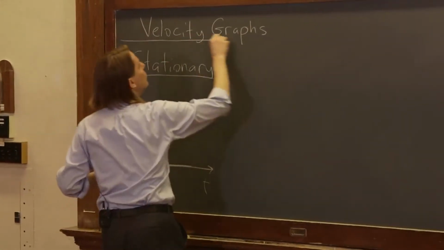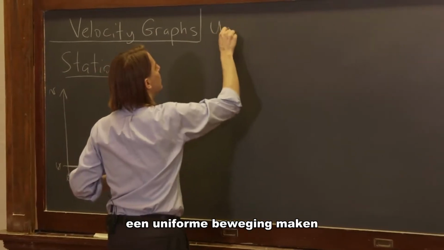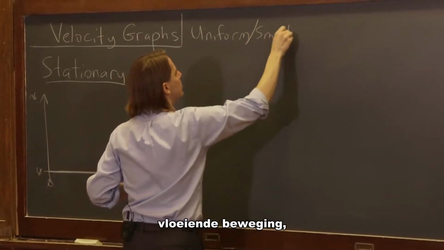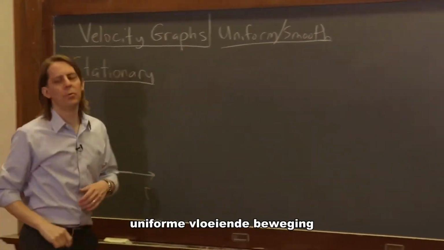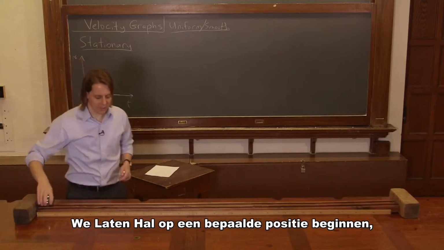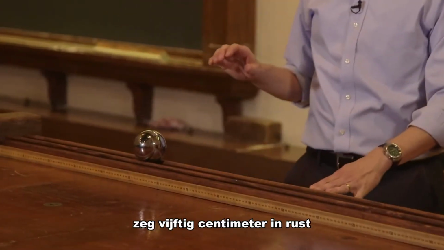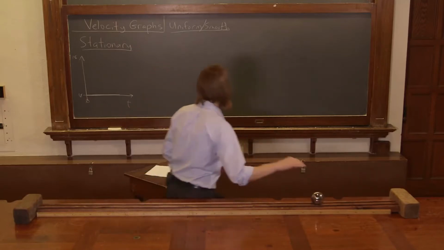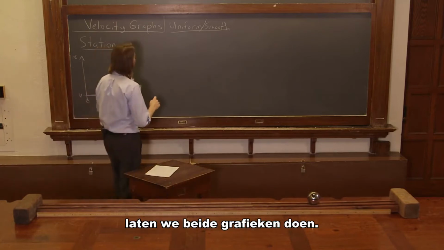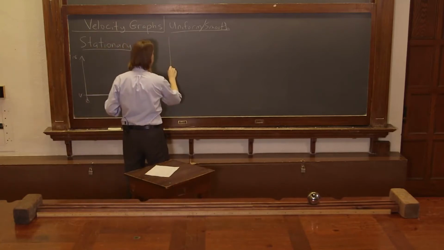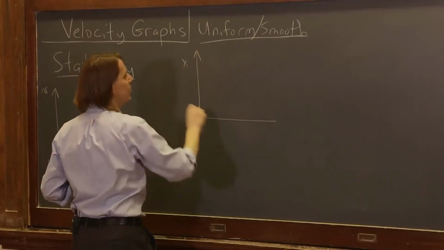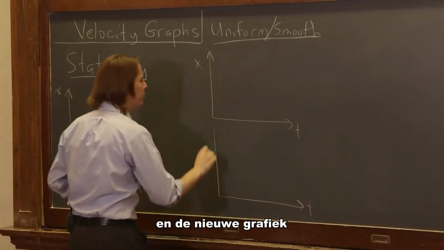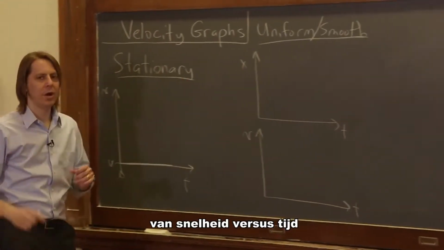So let's now do uniform motion, or as I also called it, smooth motion. Uniform smooth motion. Let's let Hal start out at some position, say 50 centimeters, at rest, and then we get him going at a constant velocity. Let's plot that, and let's do both plots. Let's go back to the old plot of position versus time, and let's throw on the new plot of velocity versus time.